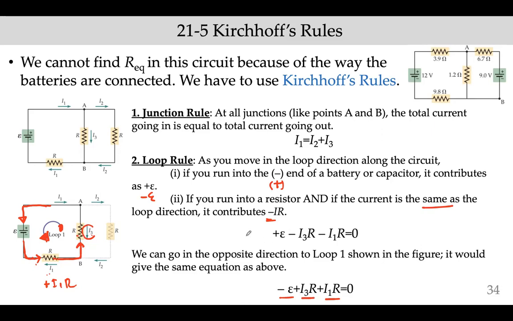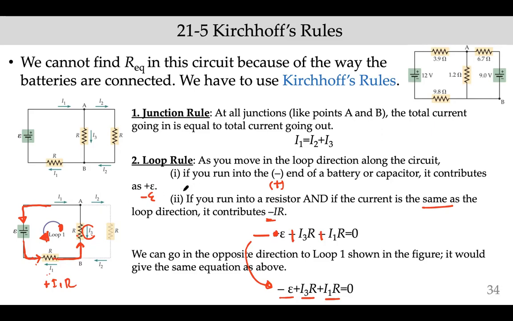If you compare these, let's say you multiply this equation with a negative sign, so this will be negative, positive, positive. I can do that and it will not change anything. And I end up with the equation here. So these equations are exactly the same equations, which tells us that it doesn't matter which loop direction you choose, you will get the same equation.